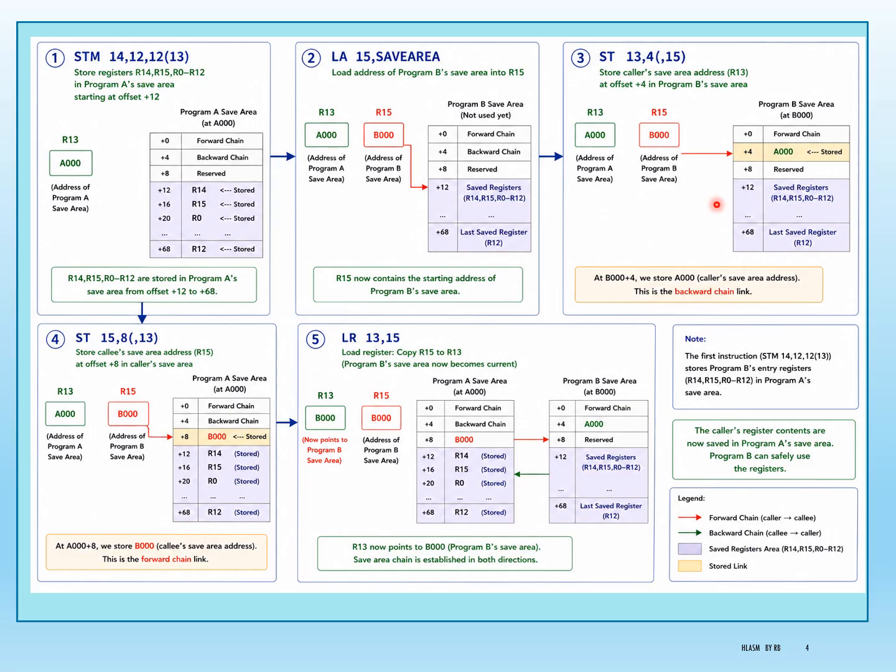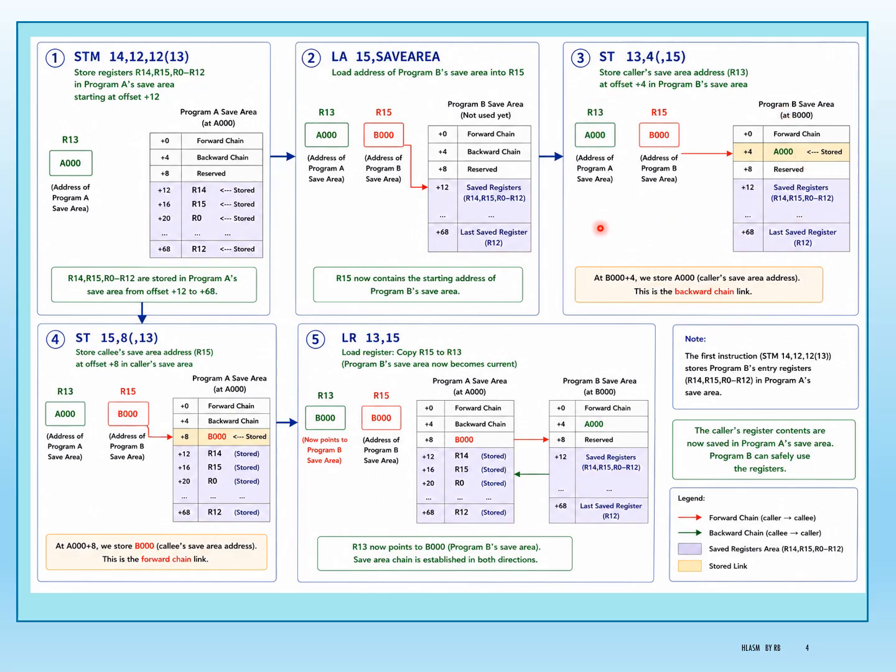So what we are doing here is that you are taking 13. What is 13? That is the address of the program A save area, which is A00, and I am storing it in my register 15 plus 4. Register 15, as I told you, is the save area of B. Here plus 4, that is the offset 4. I am taking the address of it and I am putting it here.